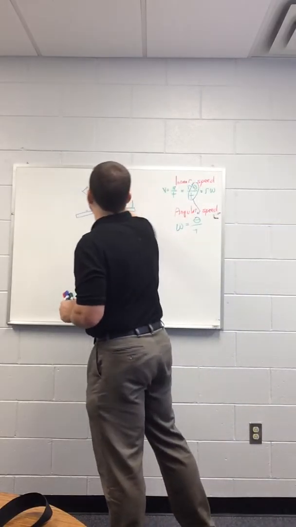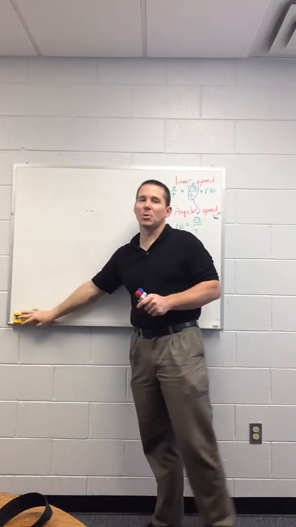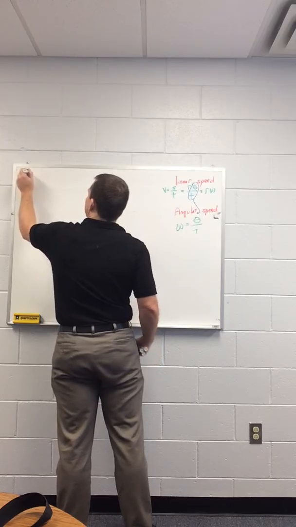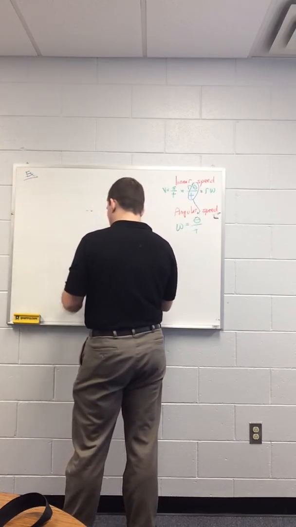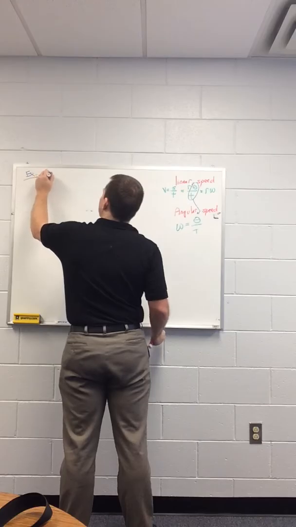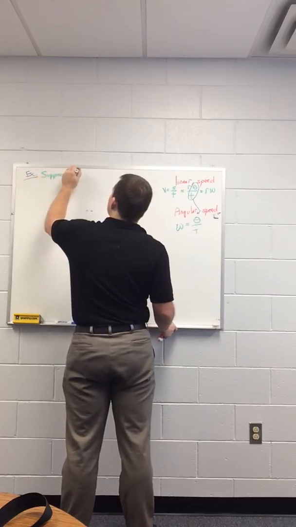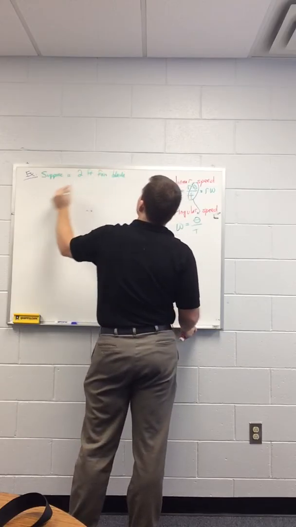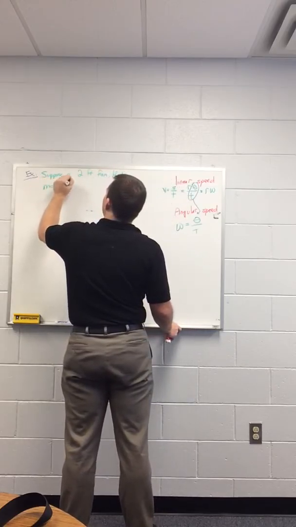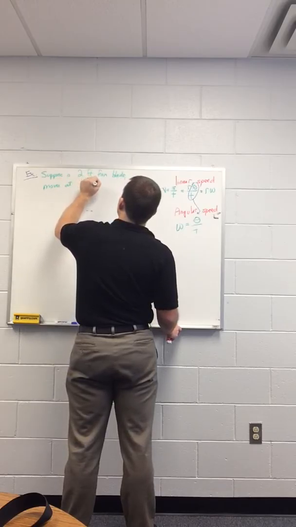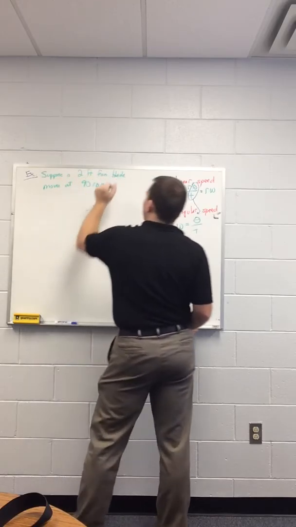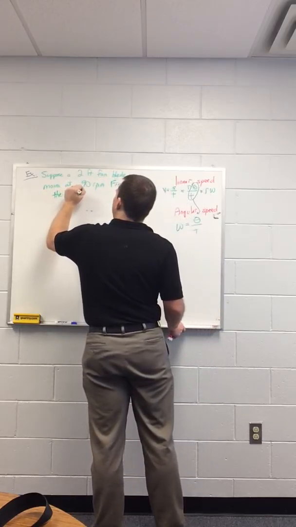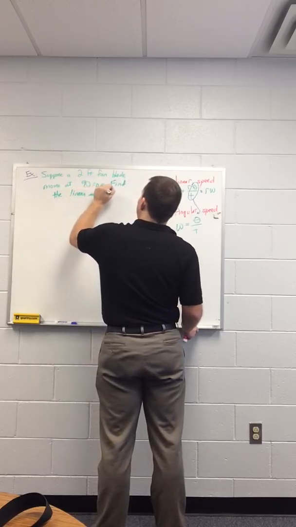In order to kind of see this in action, I just wanted to run through one quick example so we can kind of work through a problem. So we'll say this. For our example, suppose a 2-foot fan blade moves at 90 RPMs. Find the linear and angular speed.